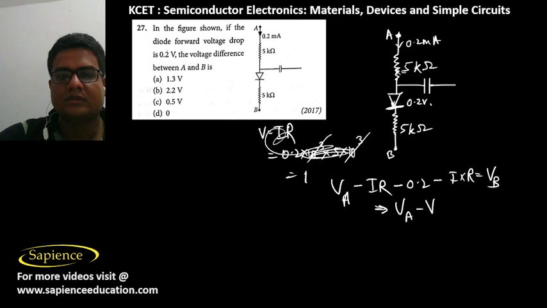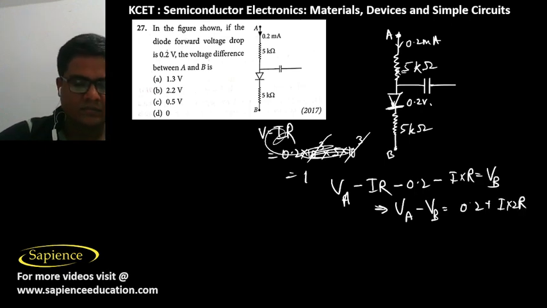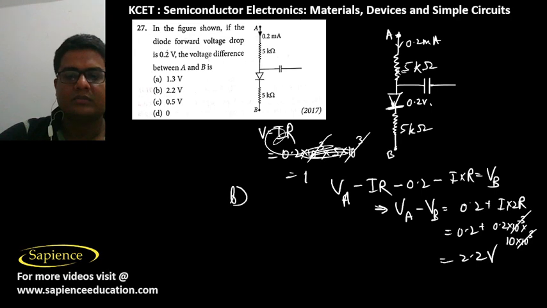The voltage difference between VA and VB is 0.2 plus I into 2R. So this is 0.2 volt plus 0.2 into 10 power minus 3 into 2R, that's 10 kilo ohms, so 10 into 10 power 3. This will be 2.2 volts. So option B is the correct answer.